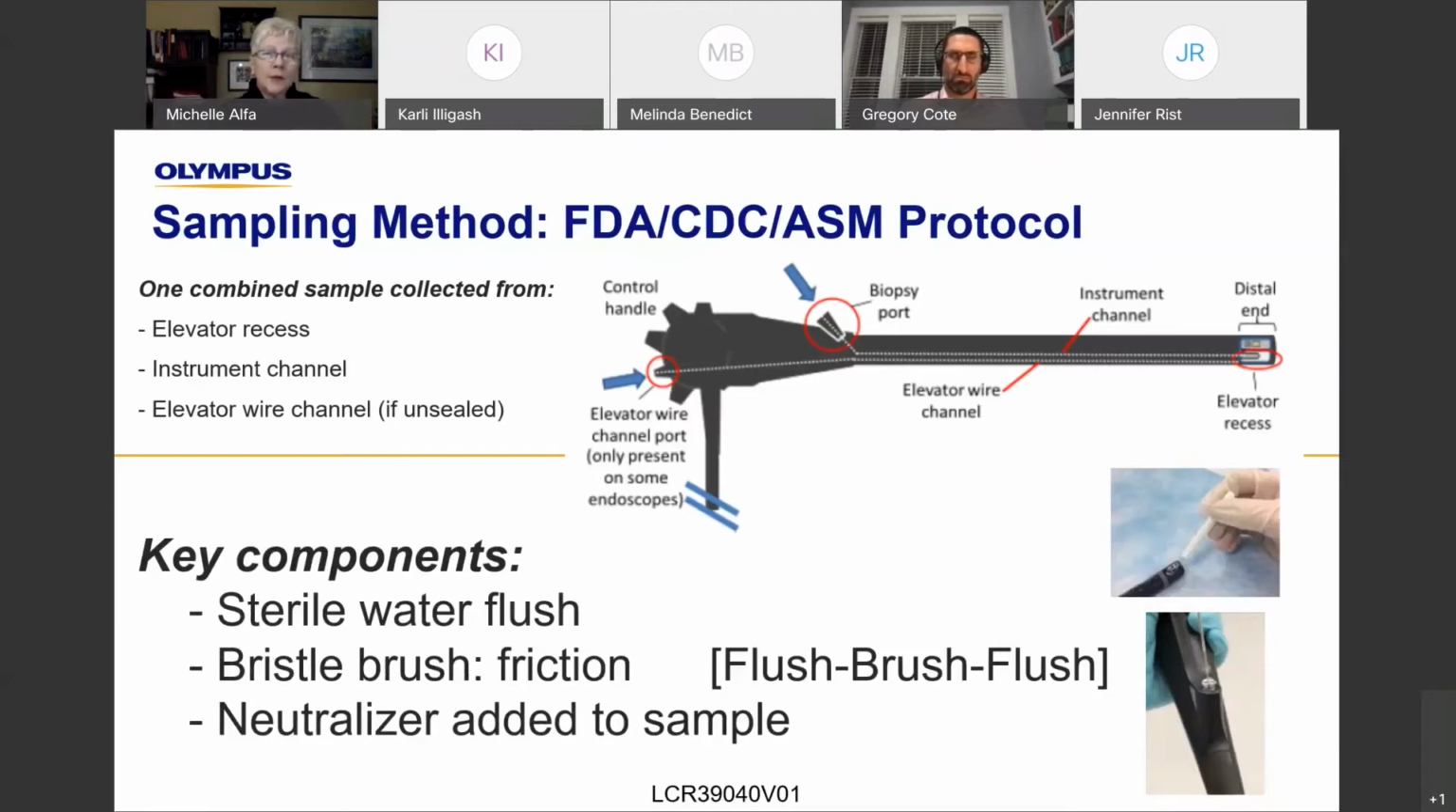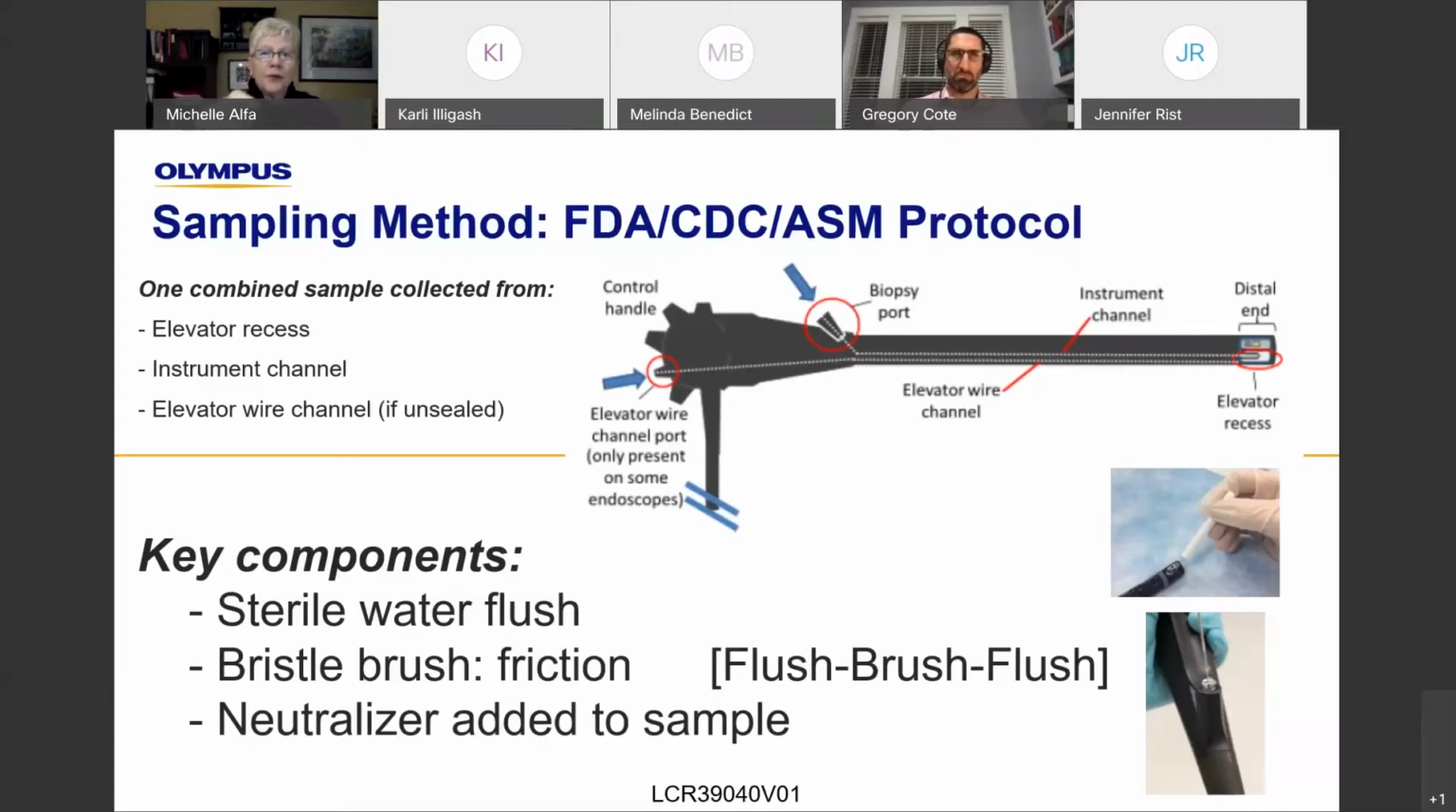But if you look at the materials and methods and compare them, the key components for this FDA CDC ASM protocol are that sterile water is used for the flush, primarily to make sure that no extraneous components like proteinaceous material are introduced into the endoscope during sample collection. And a bristle brush is passed down the channel, and it's also used in the elevator recess to provide friction to ensure optimal sample recovery.